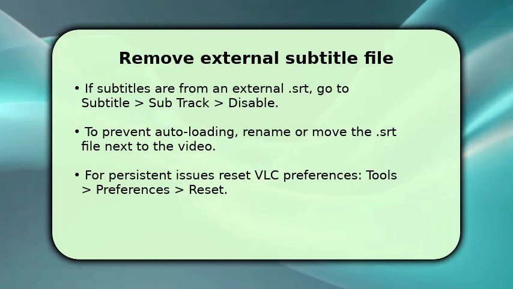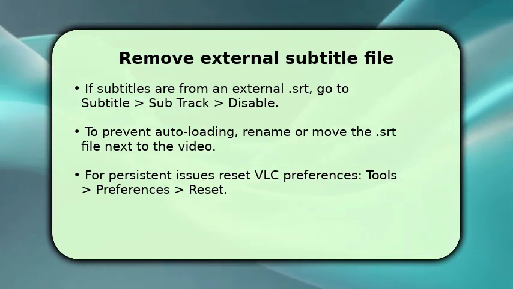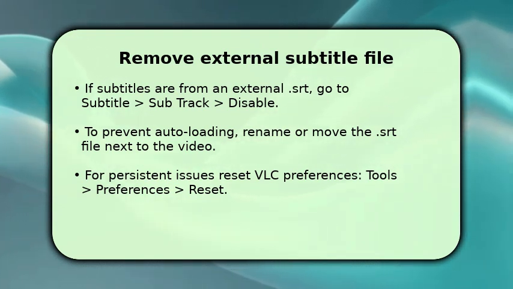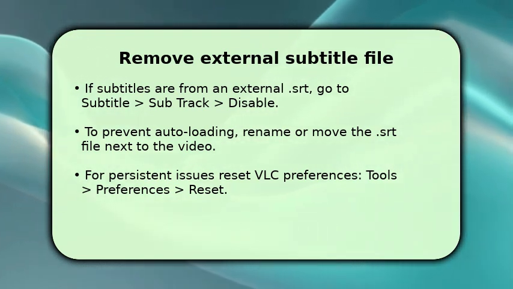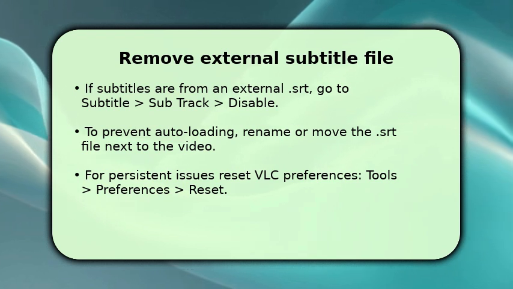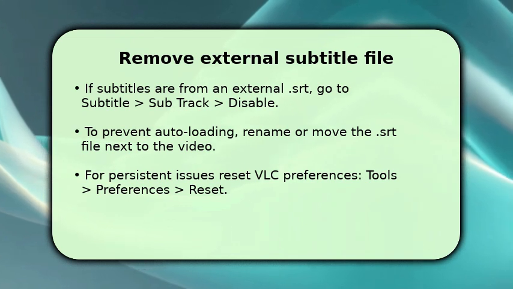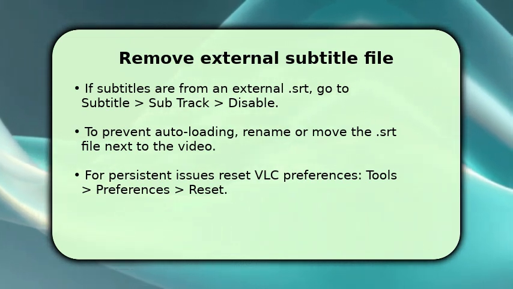For persistent auto-loads, open Tools Preferences, go to Subtitles/OSD and uncheck Auto-Detect Subtitle Files so VLC won't load external subtitles automatically. Once done, restart VLC to apply changes. Troubleshooting tip: if subtitles still show, reset preferences or clear.